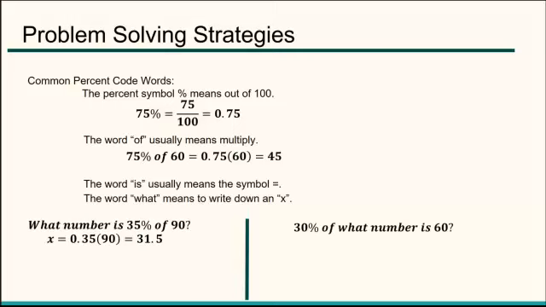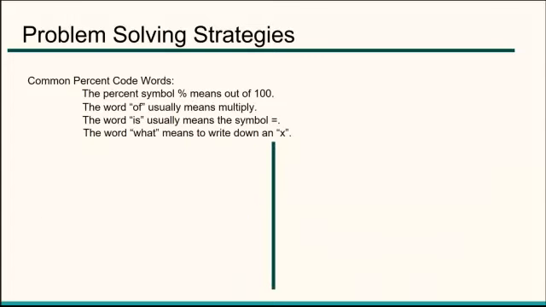So let's look at another one. 30% of what number is 60? So there's my 30% times X. Of is times. What number is X? Is, that's equals 60. Just write that stuff down just like they tell me. Then solve it. Divide both sides by 0.30 and you'll get that X is 200. So let's write down our code words and then we'll solve another couple of problems.